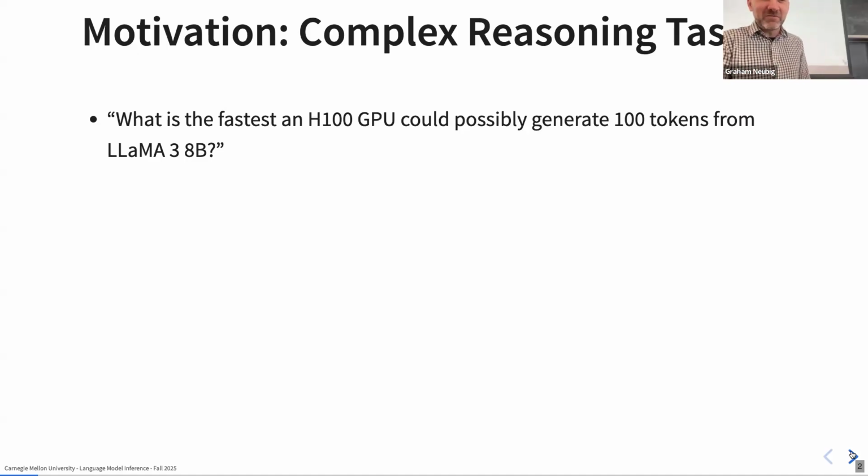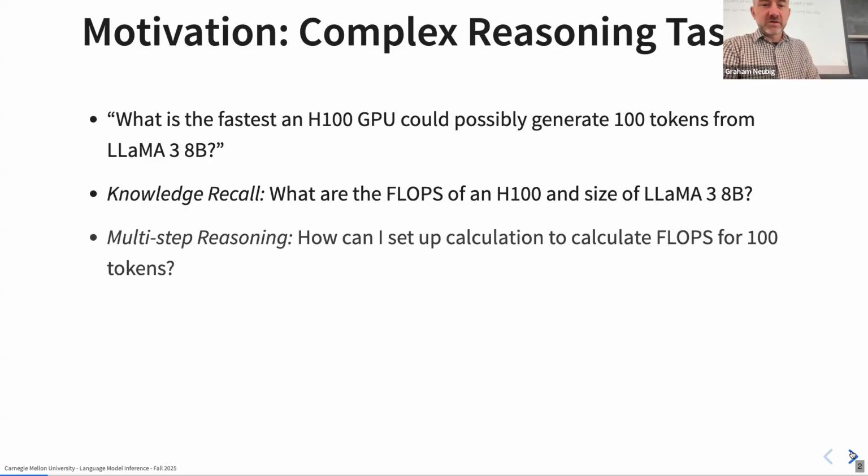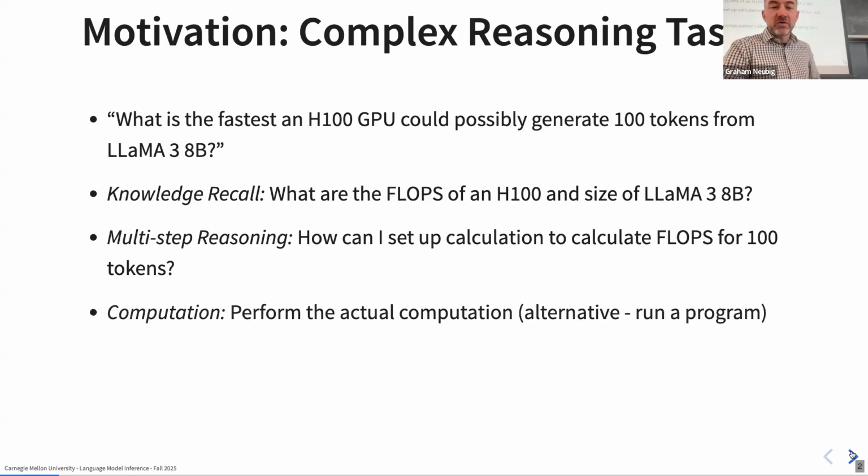But if you ask a language model to do this, it will have to do a lot of things like you did here. So it'll have to recall what the flops of an H100 are, or search it on the internet. Another tricky thing is, depending on your floating point precision, the flops differ on an H100, but we could ignore that for now. And then what's the size of Llama 3 8B for each of the layers? It would have to think about how it could set up a computation. So it would have to think about how you calculate the flops given the size of Llama 3 8B, and then it would have to perform the actual computation itself.